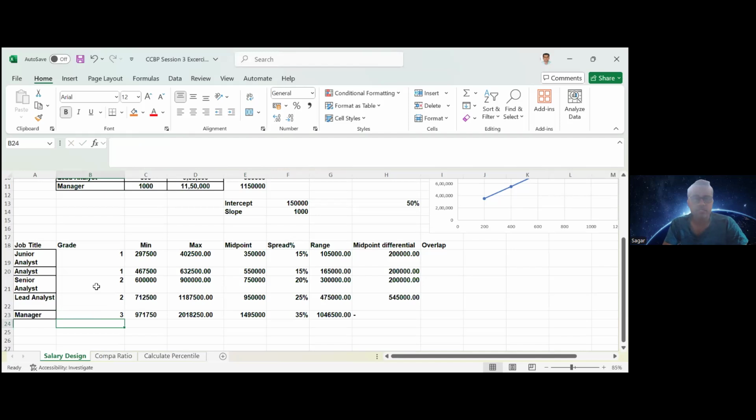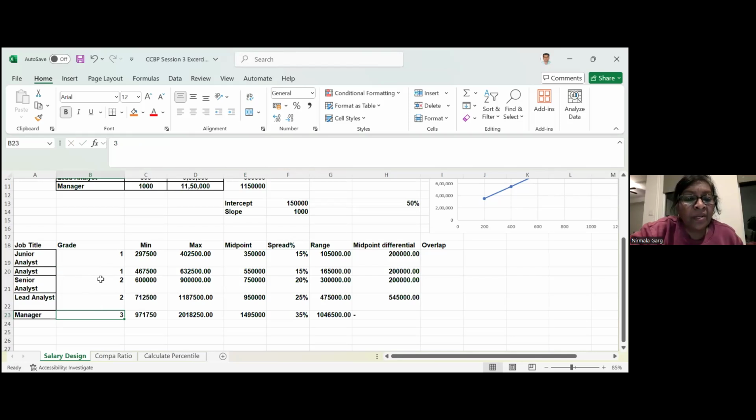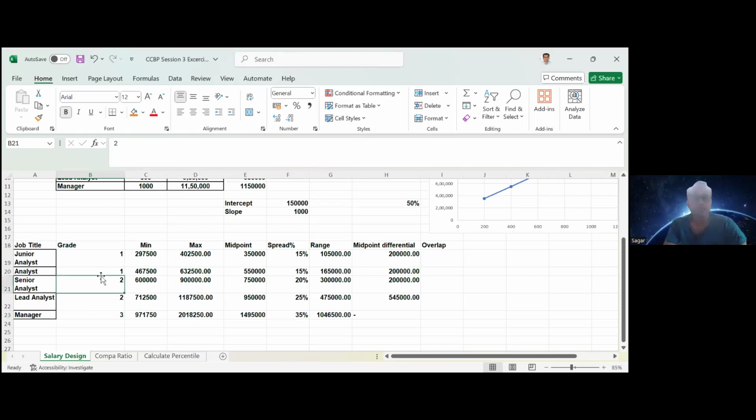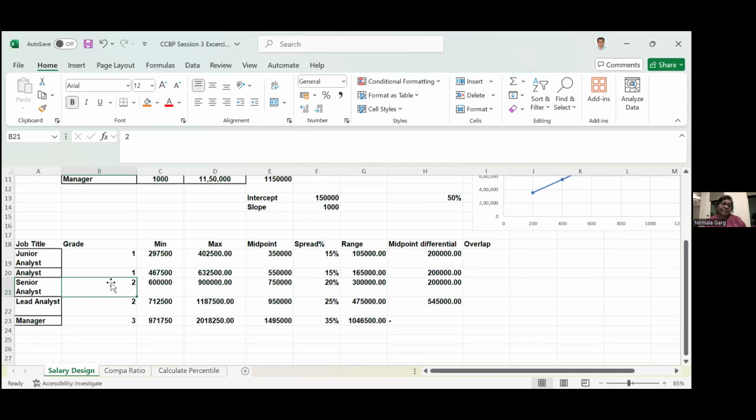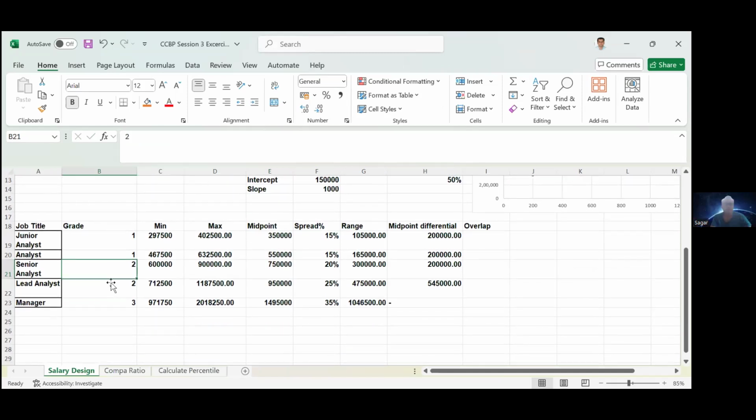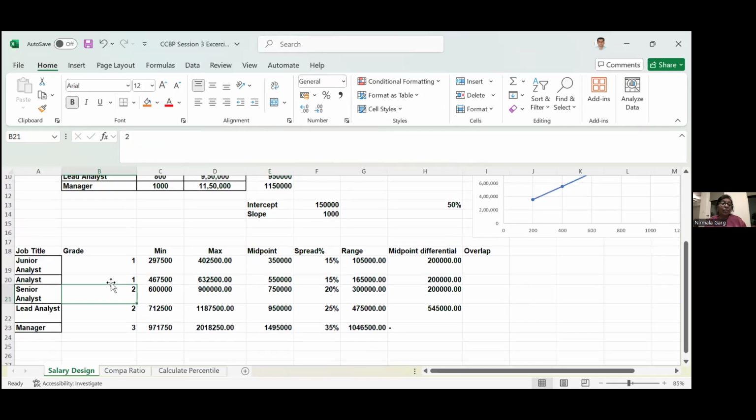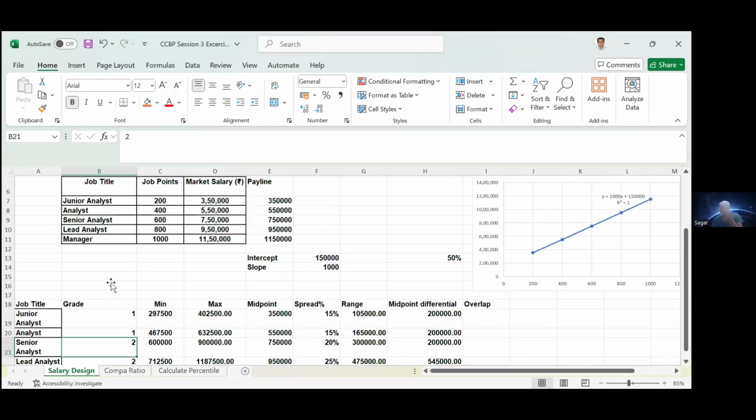We decided to have 3 grades: we clubbed junior analyst and analyst as grade 1, senior analyst as grade 2, and lead analyst also grade 2. One second, can you scroll down so that I can see the job points? Now, you said, just going by the title, junior analyst 1 grade, analyst 1 grade, senior analyst 2, lead analyst also 2, and maybe the other one.